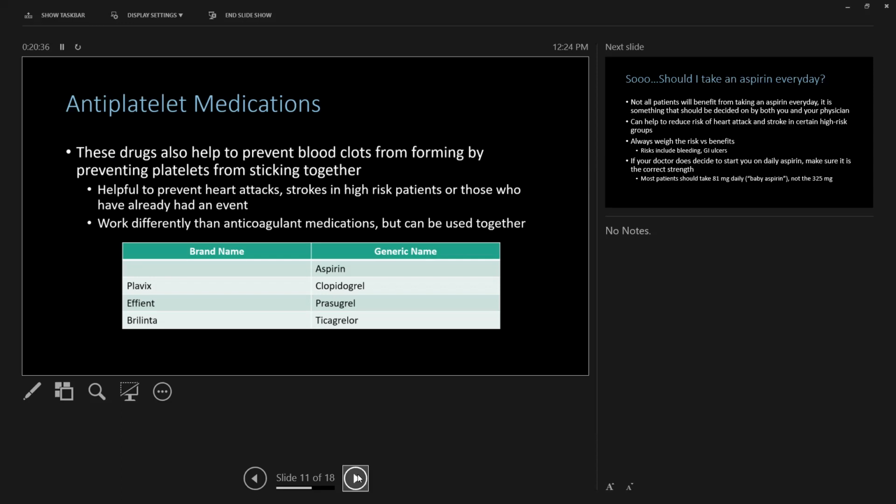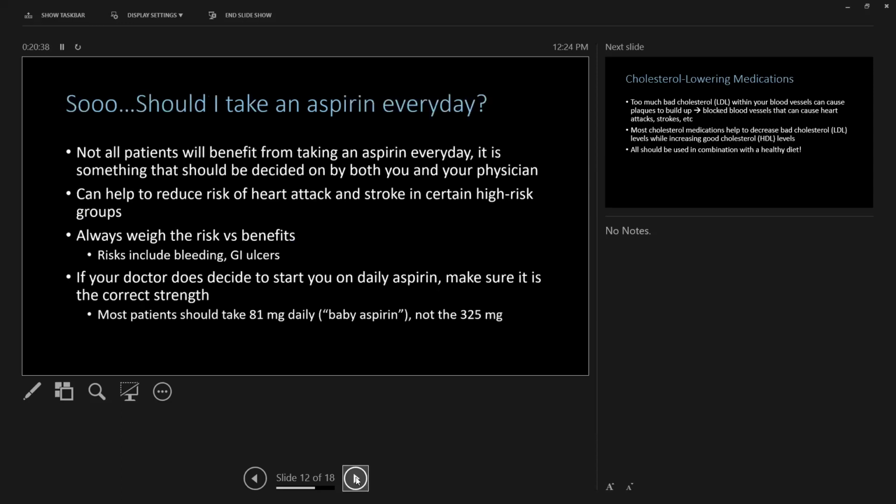So that brings us to the question that I guess is the $1 million question of the day, right? So should I take an aspirin every day? And there's really not a black and white answer for this for everyone. So there are definitely some patients that are going to benefit from taking an aspirin every day, but it is something that you have to weigh the risks versus the benefits.